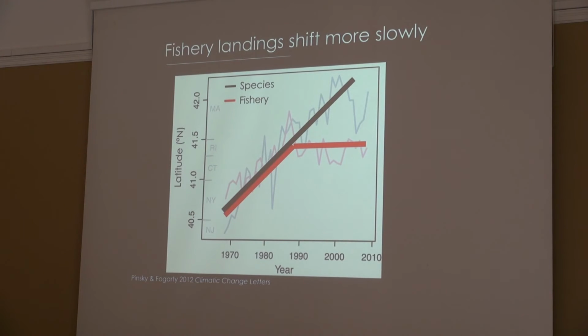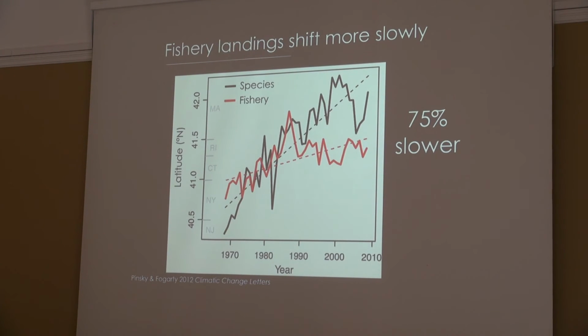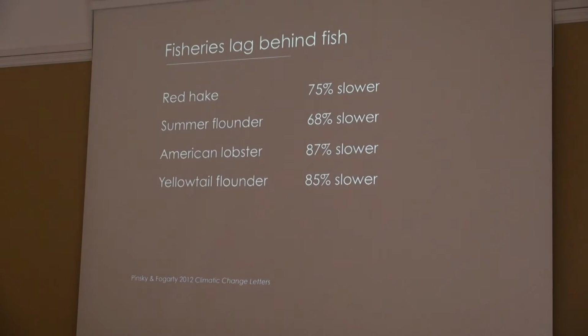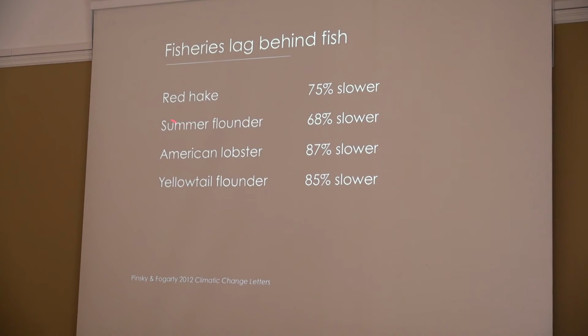And it turns out that there are a number of reasons for this. The nets that are used to catch this species are actually excluded from many parts of northern New England where red hake are now common. And also there aren't many markets for selling red hake up there. It doesn't transport very well, and there aren't many processors for it, so it's hard to sell red hake even if a fisherman did catch it. The overall pattern is that the fishery is moving about 75% more slowly than the fish is. And that's something we've seen across a number of different fisheries that we've looked at, including summer flounder, American lobster, yellowtail flounder, 3 of the species that are moving north quite rapidly in the Northeast US.